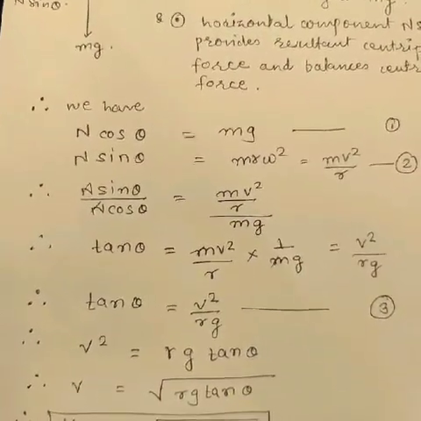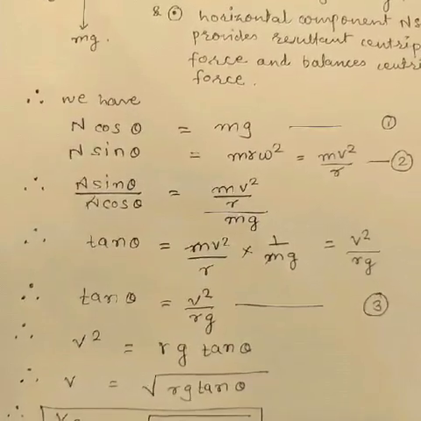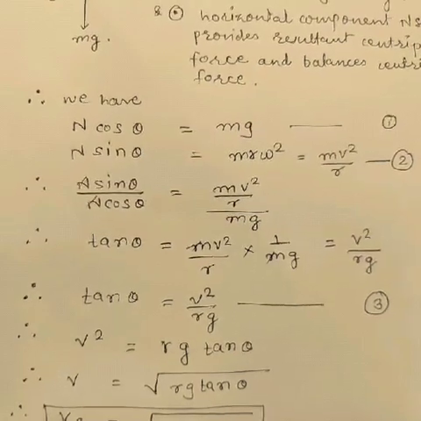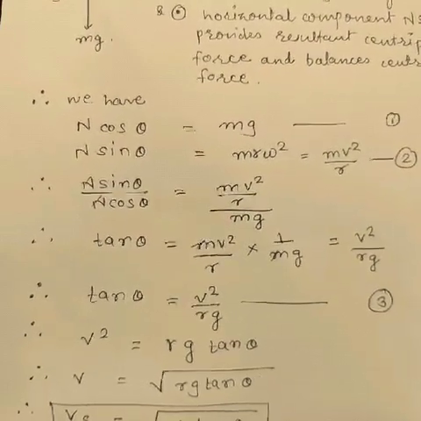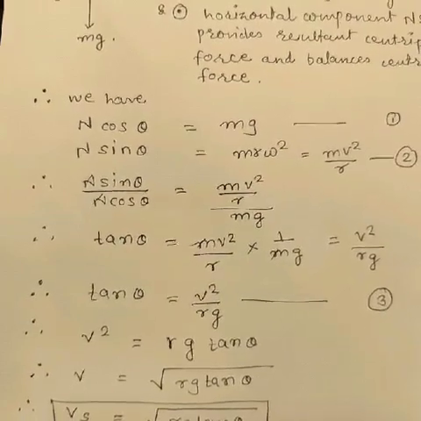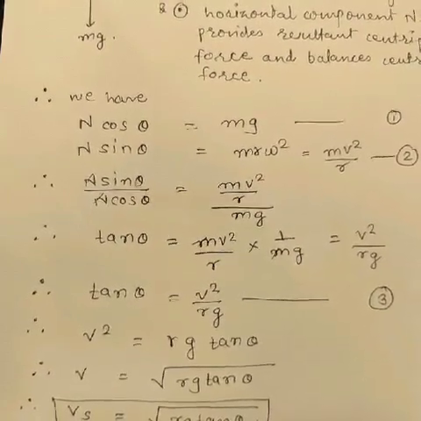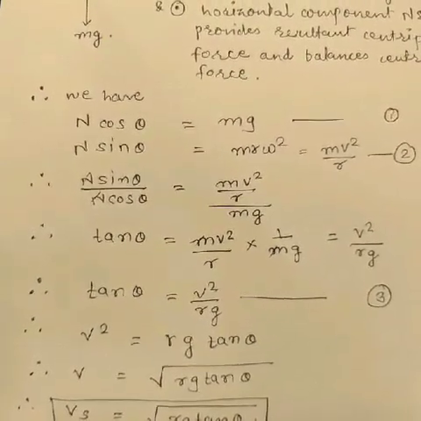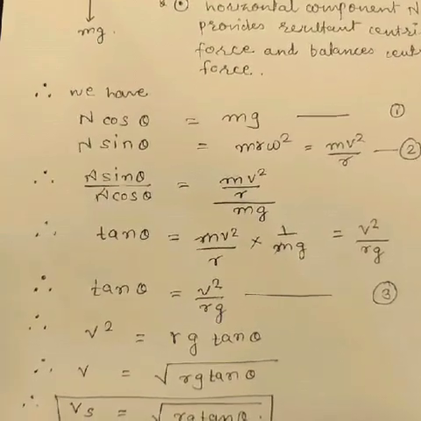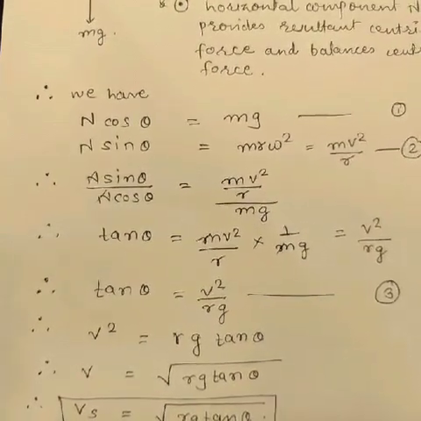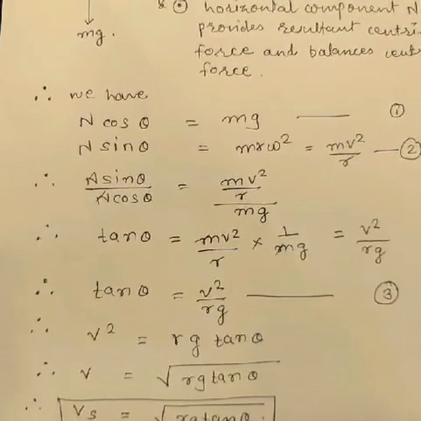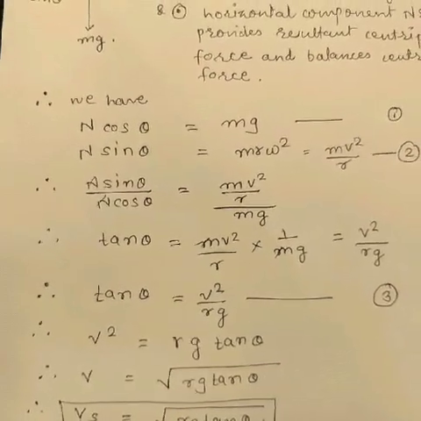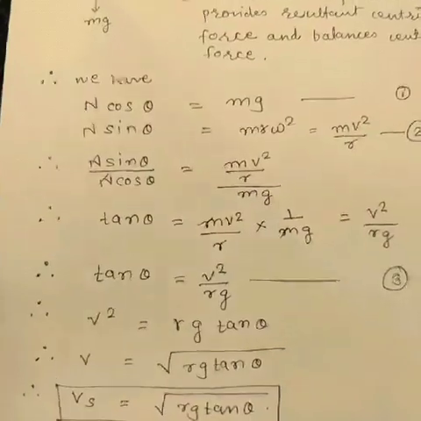Now let us take the ratio of the two. We get N sin theta upon N cos theta is equal to m v square upon r, upon mg. N cancels, and sin theta upon cos theta is tan theta, equal to m v square upon r into the reciprocal of mg. Here also m cancels, and what remains is v square upon r g. So we get tan theta is equal to v square upon r g. Let us call this equation number 3.